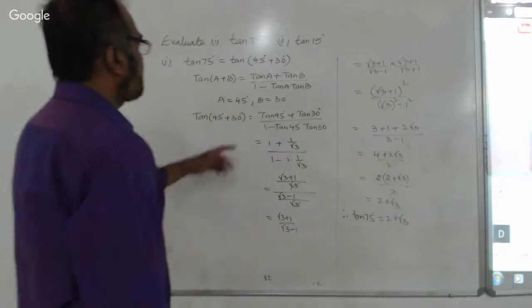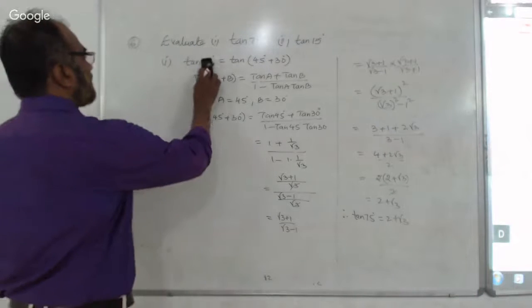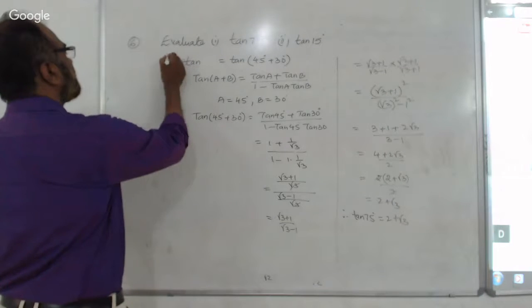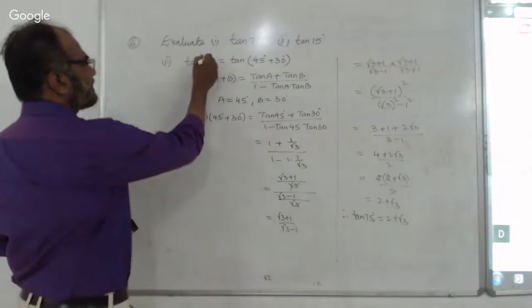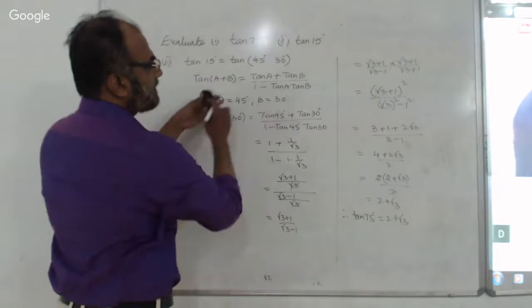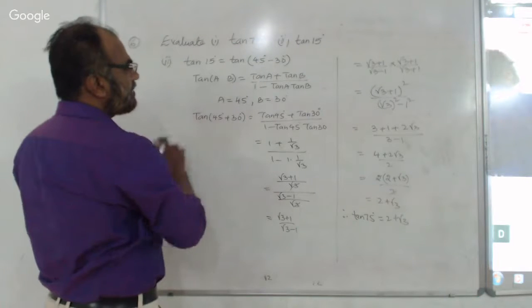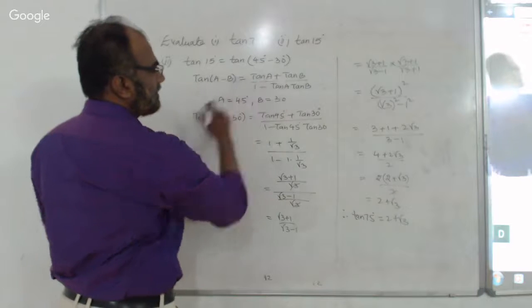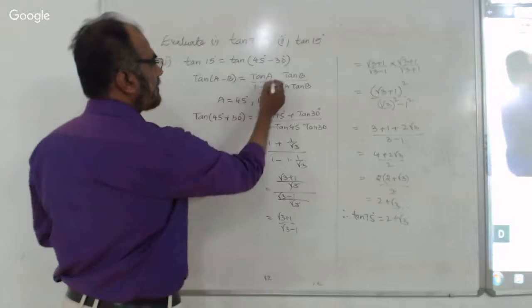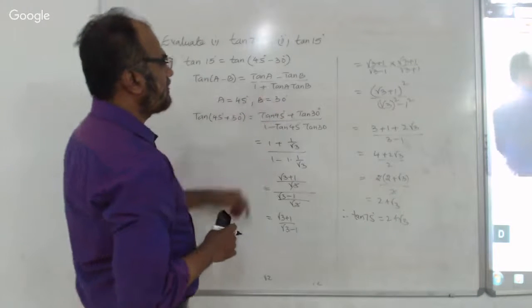Now let's find what is tan of 15. Tan of 15, second part. I can write tan 15 as 45 minus 30 now. Then you have to use tan of A minus B, which is tan A minus tan B by 1 plus tan A tan B, the other formula we have used.